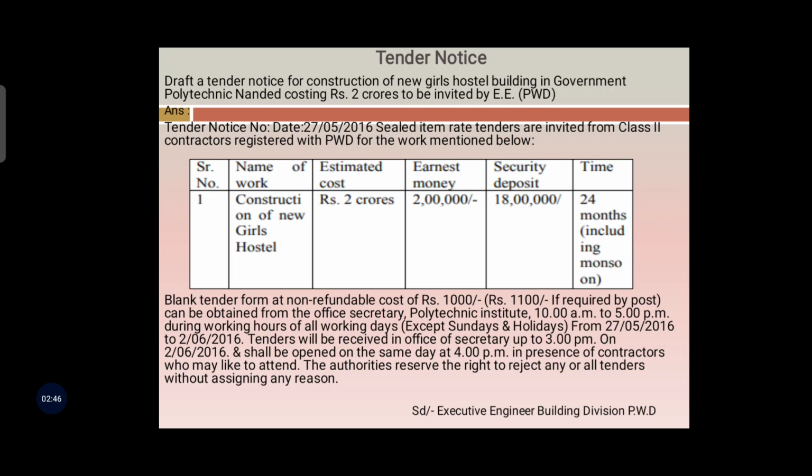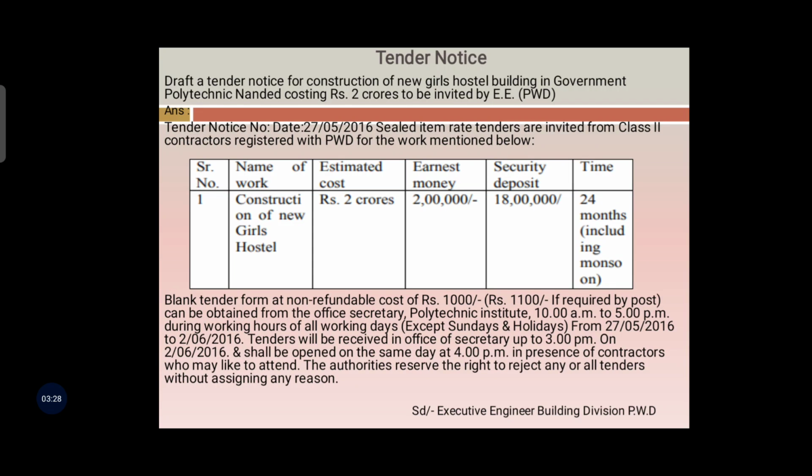Then the time of construction: for constructing this girls hostel you can take a time of 12, 24 or 36 months, including the monsoons. So the monsoon period is also included in that time period. Okay, then next we write that the blank tender form is at a non-refundable cost of rupees 1000. Then it can be obtained from the secretary's office, Polytechnic Institute, and you have to give the timing, 10 a.m. to 5 p.m. during the working hours of all working days except Sundays and holidays, from the date 25/5 to 2/6.